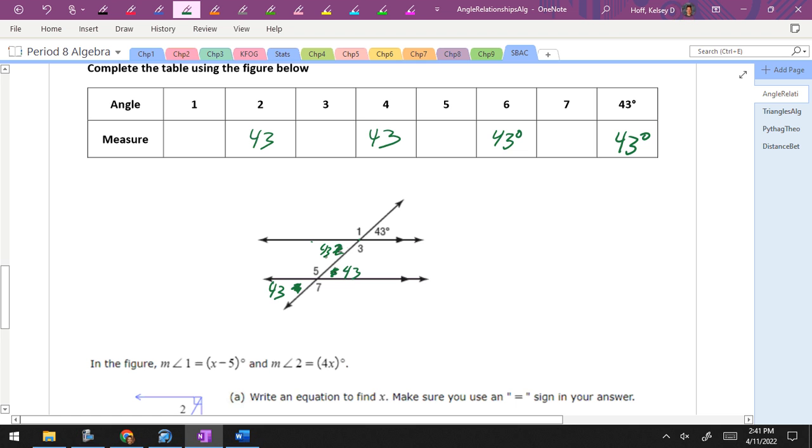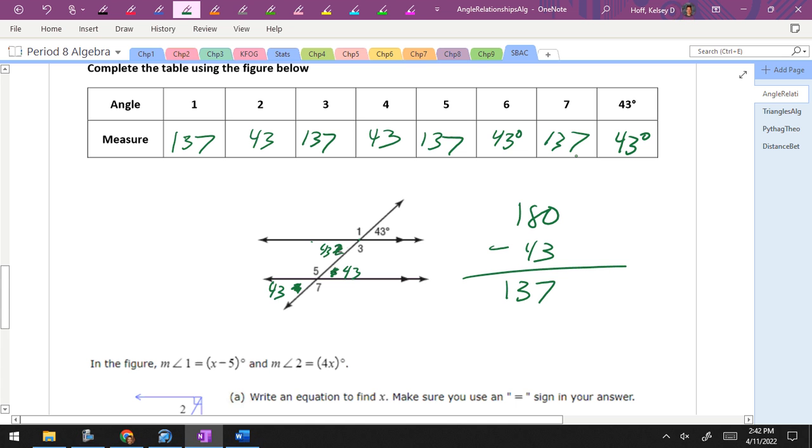Why? Very good. They form a straight line. They are also known as supplementary angles, right? So like angle 1 and 43 or angle 3 and 43 are going to be supplementary. When you add them together, they equal 180 degrees. So if you take 180 minus 43, you end up with 137. Which angles are 137? 1, 3, 5, and 7. Clearly, you've done this before. Good.